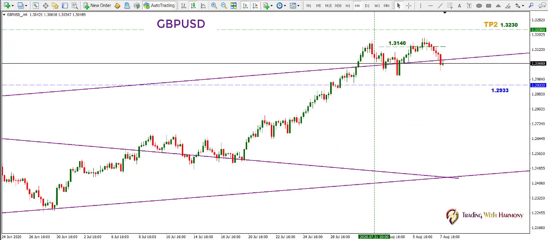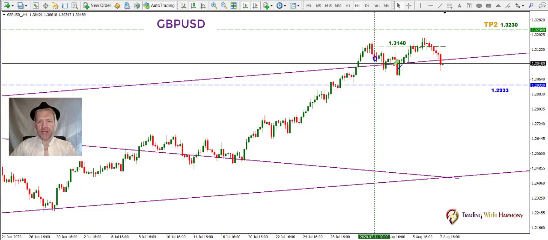So last week we were at this point here, and what I was looking for was a pullback into this structural area here, being the 1.2933, and then to continue up and hit our TP, which it did. So if you guys are on that, well done, you've got some pips on that one. It hit our 1.3140. Okay, so now it's back into this structural area again, and I'm looking for quite possibly a bit more of a pullback into this area here and then to continue up and hit our TP level, being the 1.3230 in the pound dollar.